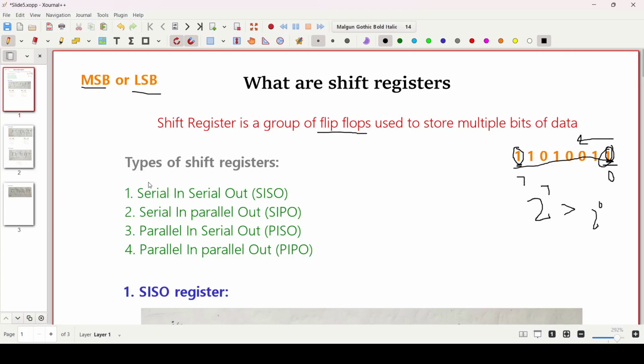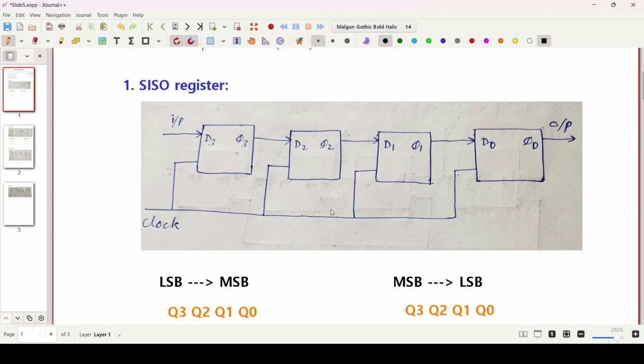Now let us discuss the serial in, serial out registers. This is a diagram of the SISO register. Basically these blocks are nothing but flip-flops. This is a flip-flop, and these two are also flip-flops. Here we are using a 4-bit shift register because we are using 4 flip-flops, and from here we will input the bits, and from there we will output the bits. Here we are applying the same clock to all 4 flip-flops, right?